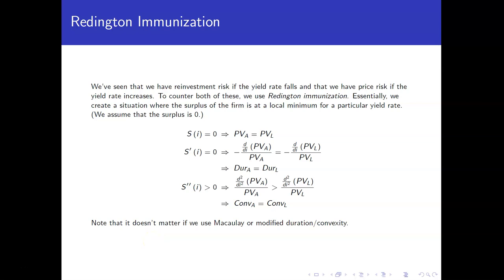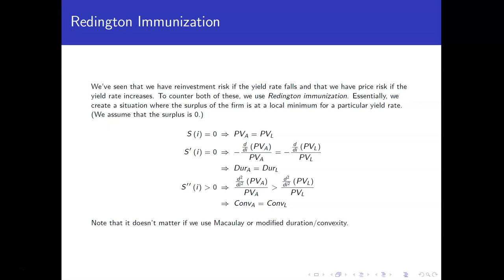In this video, we're going to talk about Redington immunization. All right, so we've already encountered two different types of risks when we look at trying to match liabilities and assets. We've seen reinvestment risk if the yield rate falls. We see price risk if the yield rate increases. So what we really want to try to do is counter those types of risks, and we're going to use what's referred to as Redington immunization to do so.